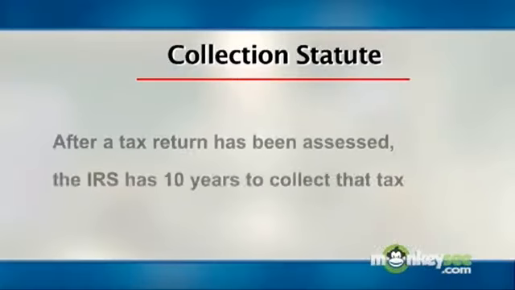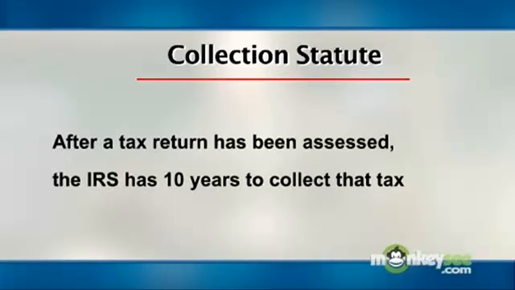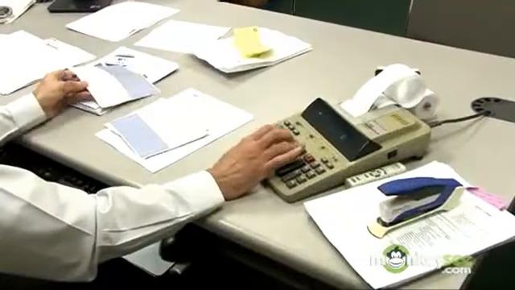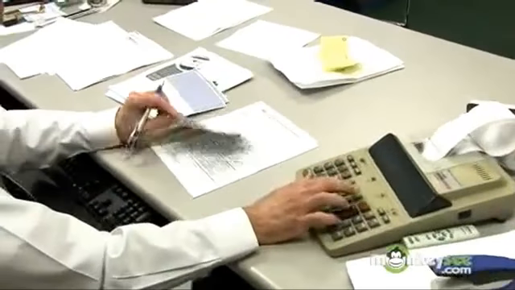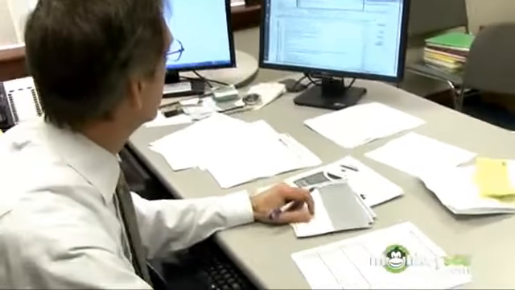The next statute that you have to consider is the collection statute. Once tax has been assessed by the IRS, they have 10 years in which they can collect that tax. So if the tax return was filed on April 15th and the tax on it was assessed, let's say, on the 18th of April, the IRS would have 10 years from the 18th of April to collect the tax that shows on that tax return if it was unpaid.